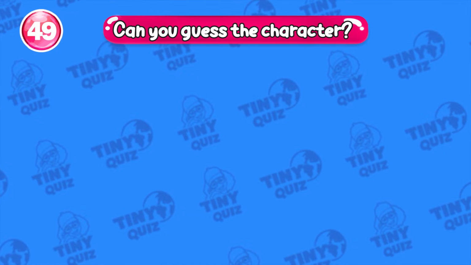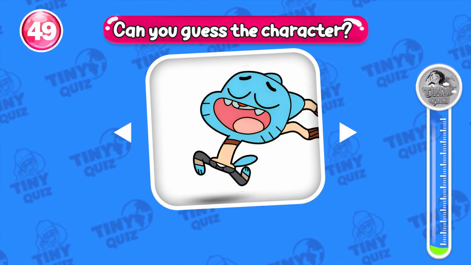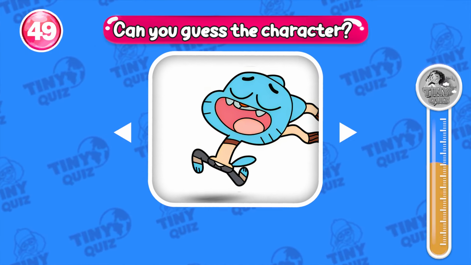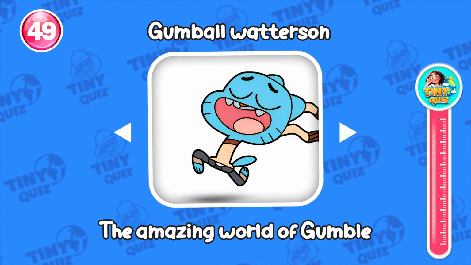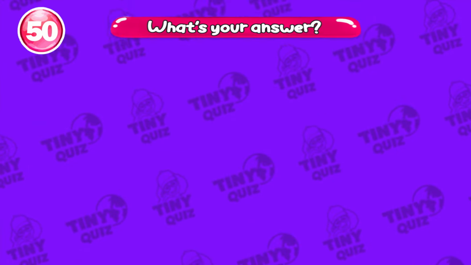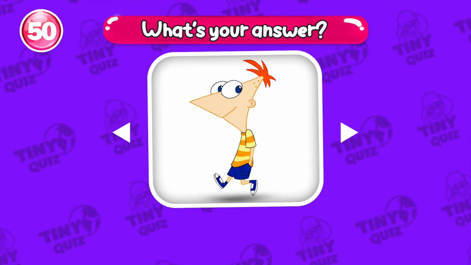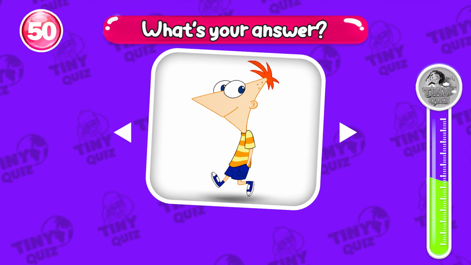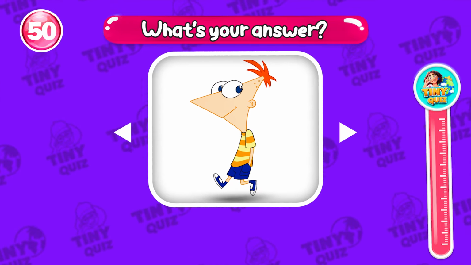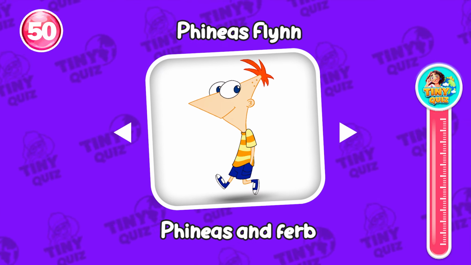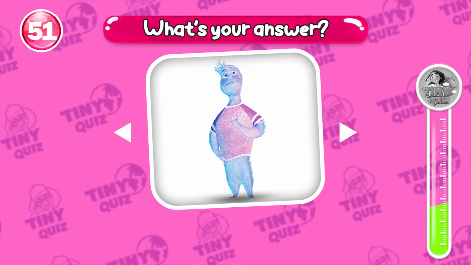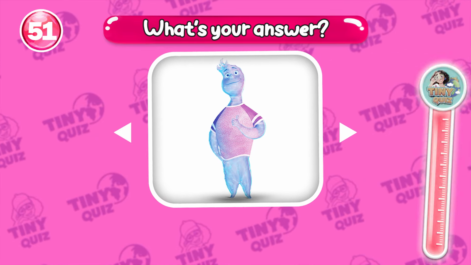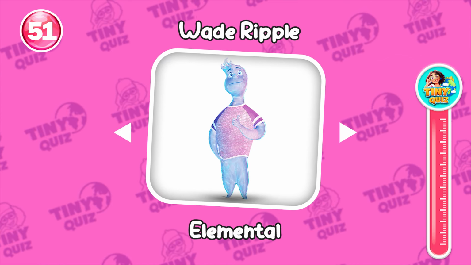Question 49. Can you guess the character? Gumball Watterson from The Amazing World of Gumball! Question 50. What's your answer? Phineas Flynn from Phineas and Ferb. Question 51. What's your answer? Wade Ripple from Elemental.